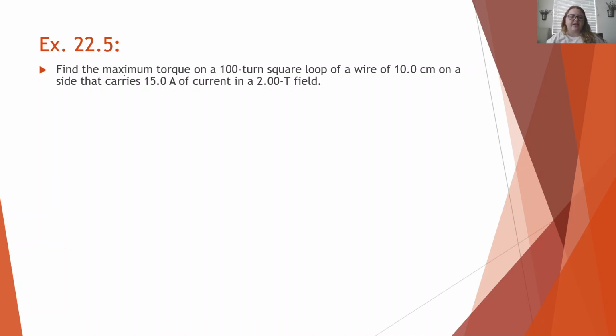This example says find the maximum torque on a 100 turn square loop of wire that is 10 centimeters on a side that carries 15 amps of current in a 2 Tesla field. So let's start labeling things. 100 turn, that tells me my N. The fact that it's square tells me that I can find the area is equal to length squared, right?